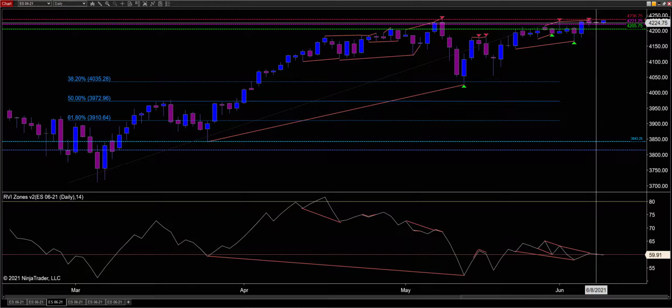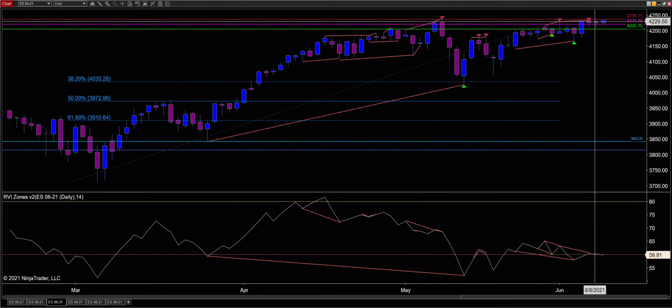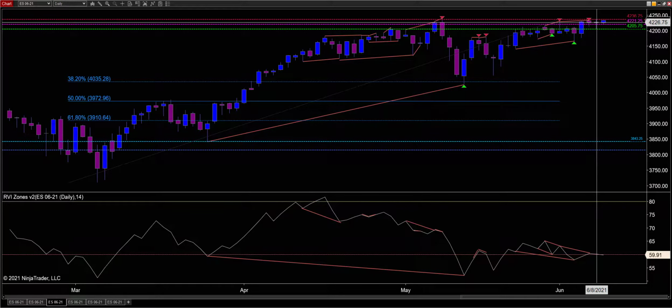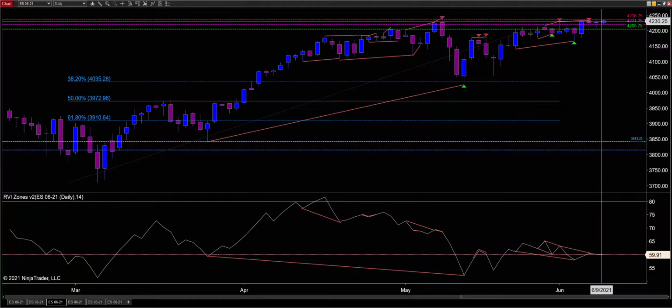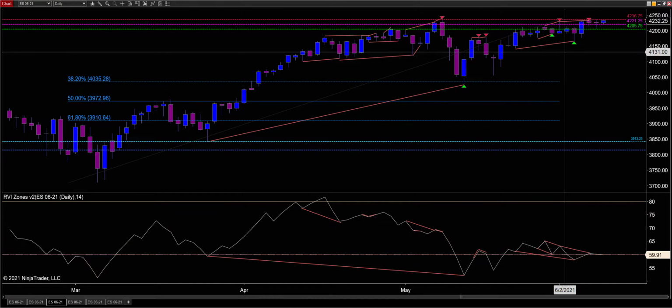Right now, we have not broken the previous daily high at 36.75. We're very close, and so we'll have to kind of monitor this as the day goes on.